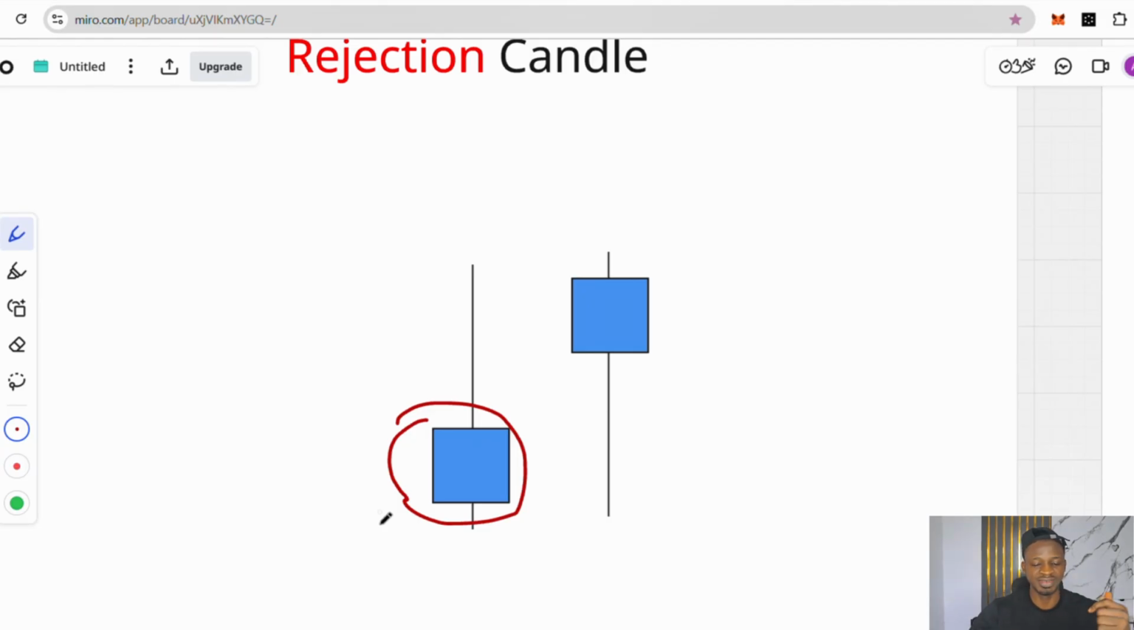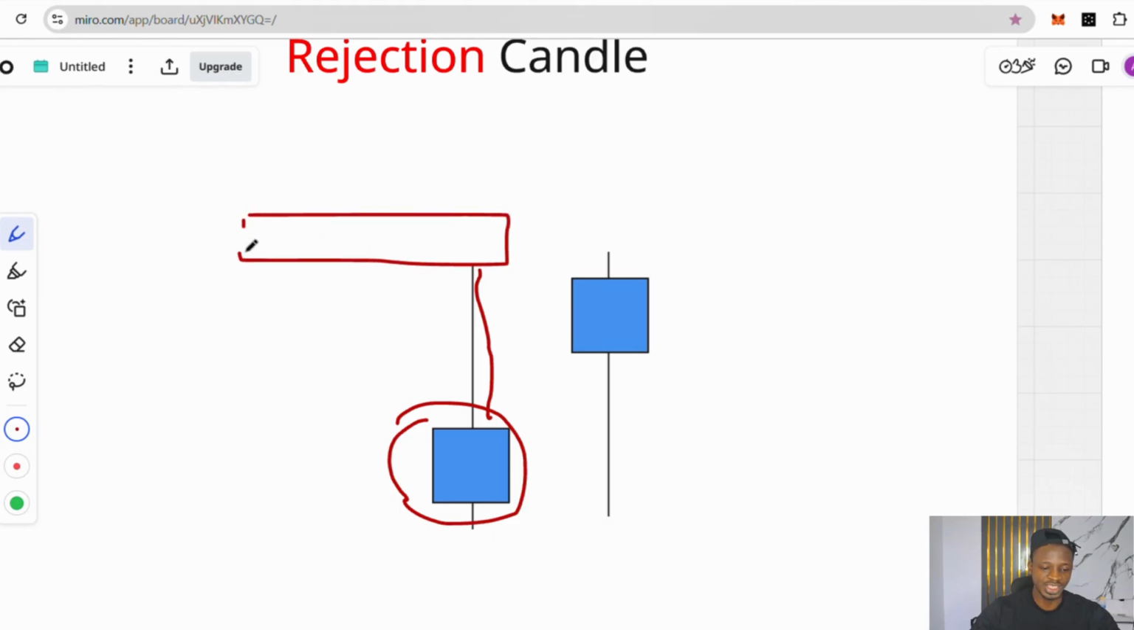And what is the psychology behind this candle? The psychology behind this candle is that okay, we see the market maybe in a demand zone and you see this type of rejection, a massive rejection pulling the market downward, maybe from a supply zone like this, a supply zone like this.